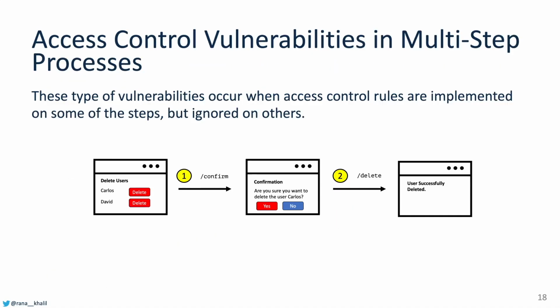Alright, the third and last type of broken access control is access control vulnerabilities in multi-step processes. These types of vulnerabilities occur when access control rules are implemented on some of the steps but ignored on others. So if we go back to the context-dependent access control example, we saw that in order to delete a user, you had to go through 2 steps. The first step is the confirmation step that you really want to delete a user, and then the second step is the deletion step that actually deletes the user.